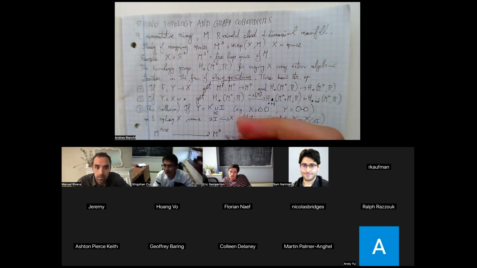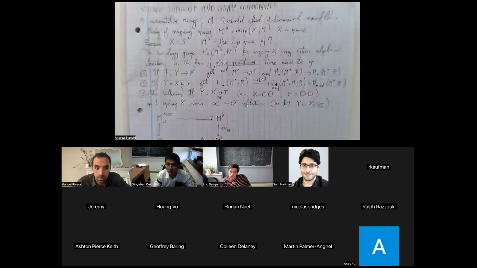I will write this in a diagram. Here we have the evaluation at delta I, and here we have the diagonal inclusion of M into M squared. And what I'm saying is that there is a pullback like this.